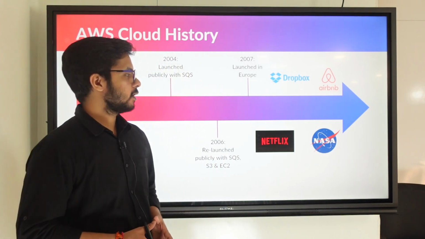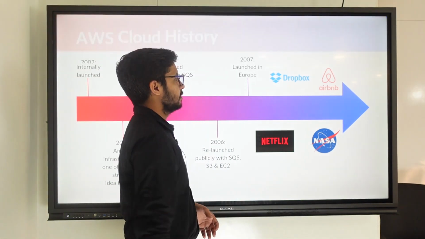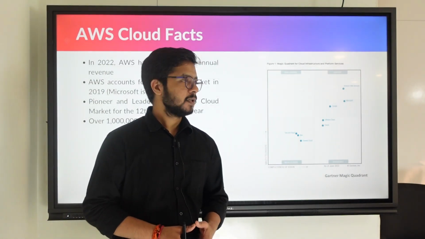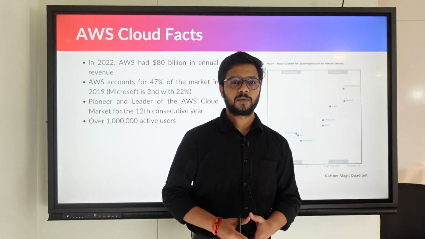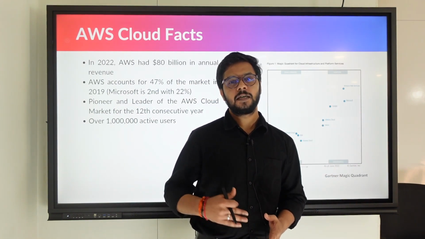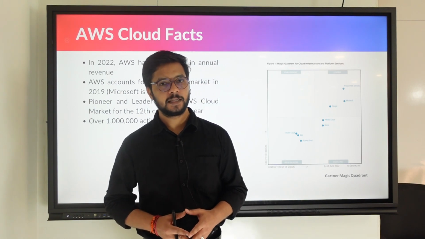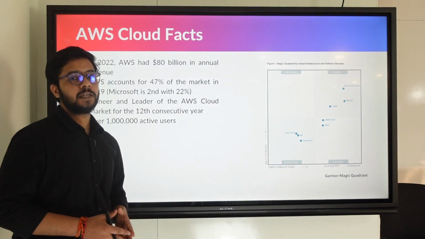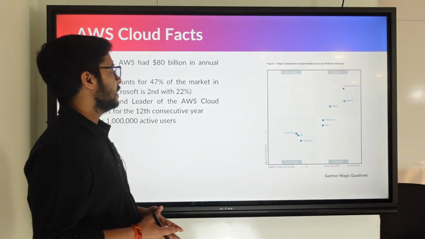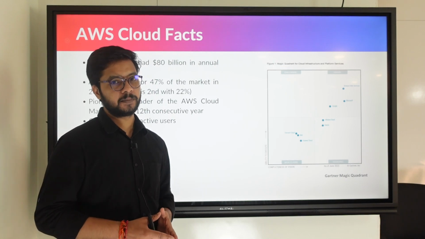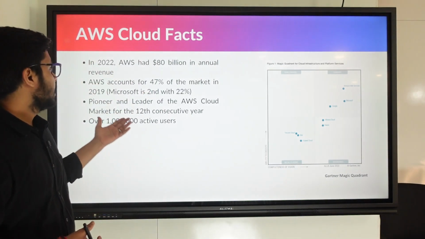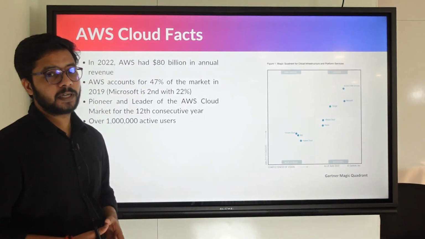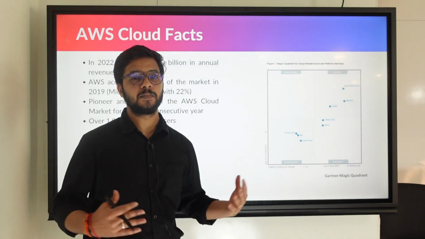Now some facts about AWS. If we see the Gartner Magic Quadrant report from 2022, AWS is at the top, meaning it is the provider acquiring the most of the market. In 2022, AWS had around $80 billion in annual revenue. In 2019, it accounted for 47% of the market. That is a huge amount.